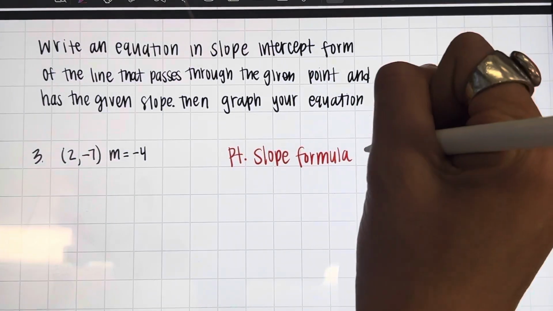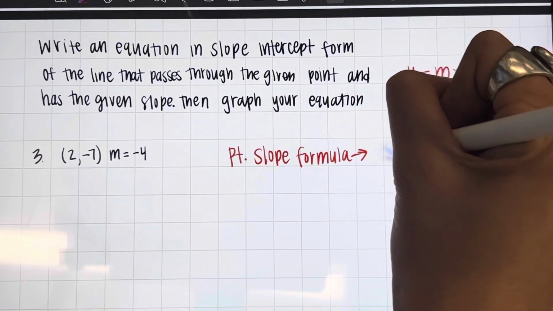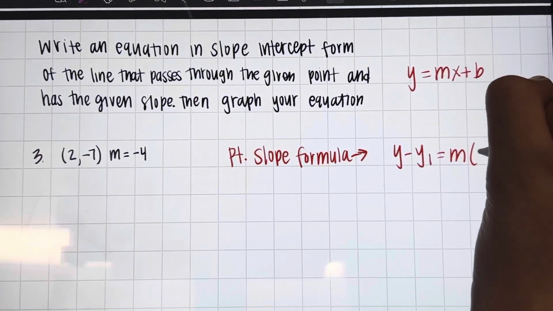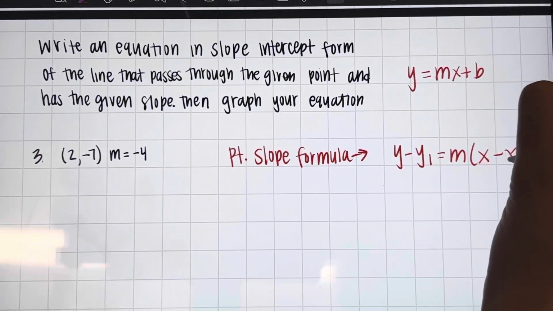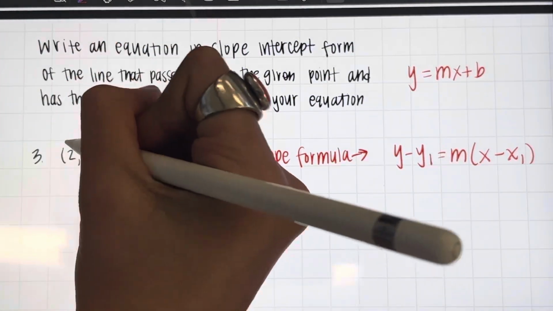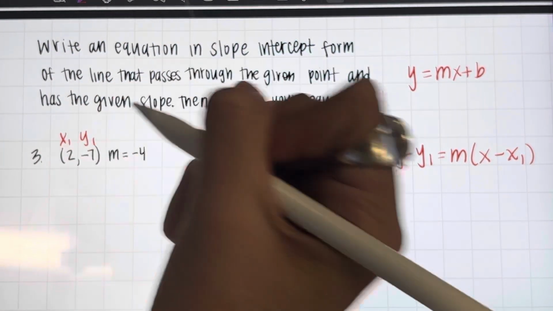Okay? We remember from our previous problems that point-slope formula is just y minus y1 equals m, which is our slope, times x minus x1. And now we're just gonna go about and fill it in, okay? We'll come over here and fill in what we know. We know that our 2 is gonna be our x1 and our -7 is gonna be our y1.